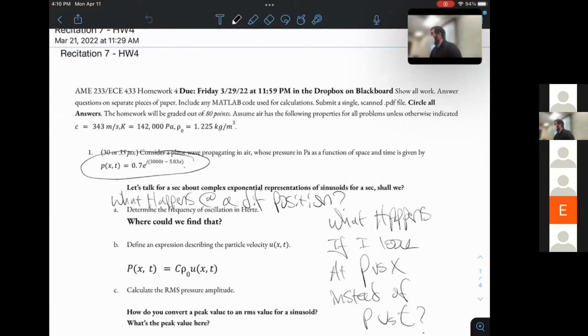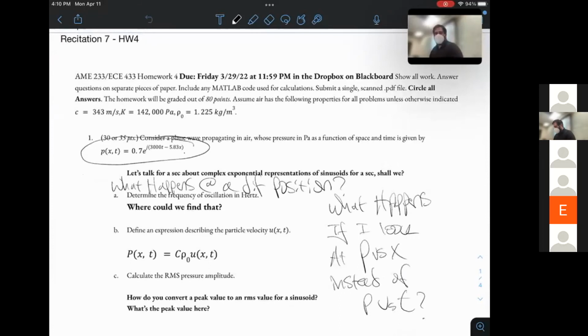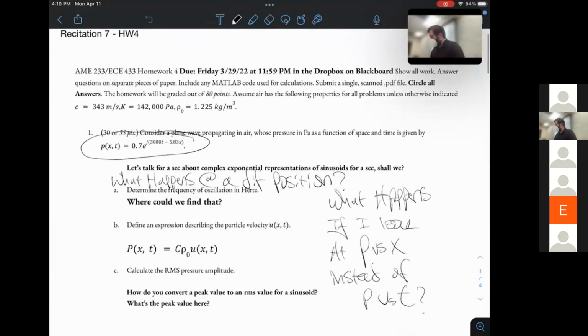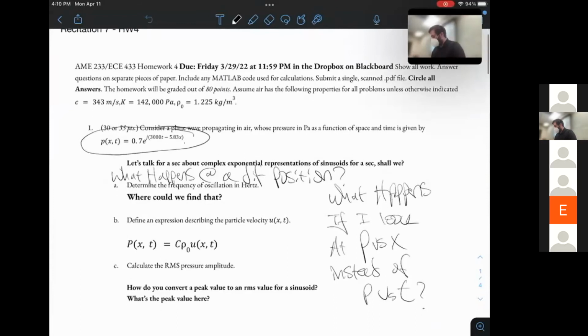Omega equals 2 pi f, right? Yeah, that's right. I don't want to say that wrong. Just know where stuff is in there, right? So basically, your 0.7 there is your peak amplitude, right? You can convert that to an RMS if it's a sinusoid by dividing it by √2. Know that, right? Know where to find those frequencies, the time frequency.